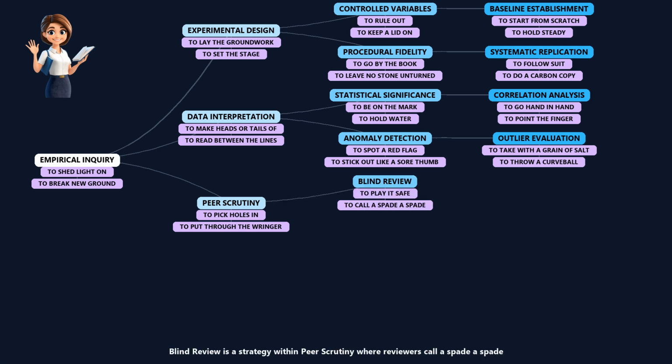Blind review. Blind review is a strategy within peer scrutiny where reviewers call a spade and play it safe to avoid bias. This involves experts giving their honest, blunt opinion without knowing who wrote the paper.